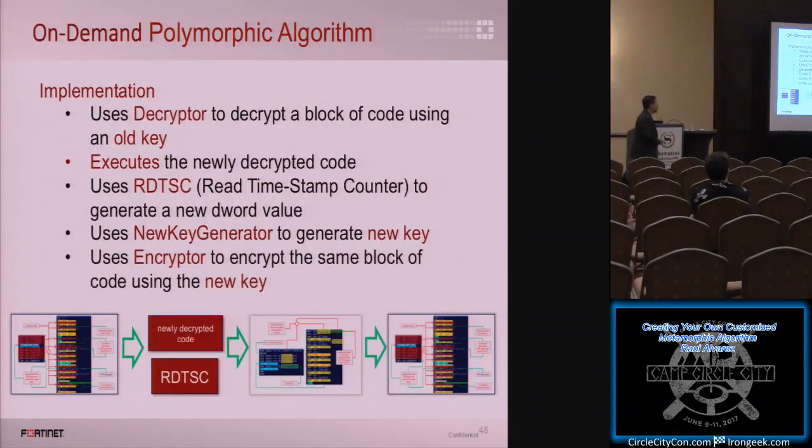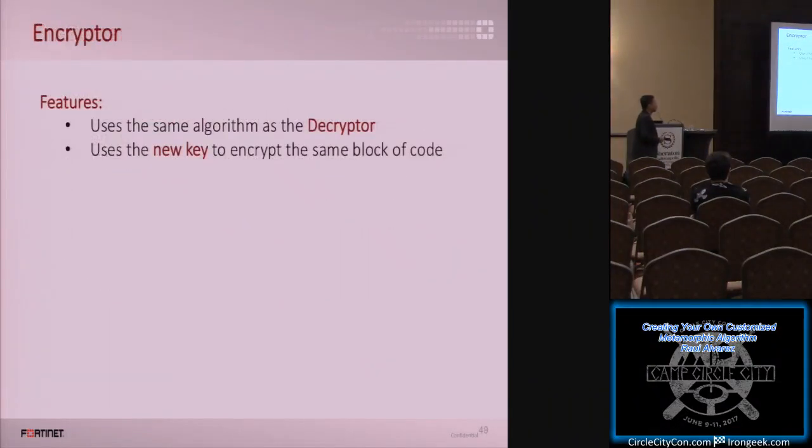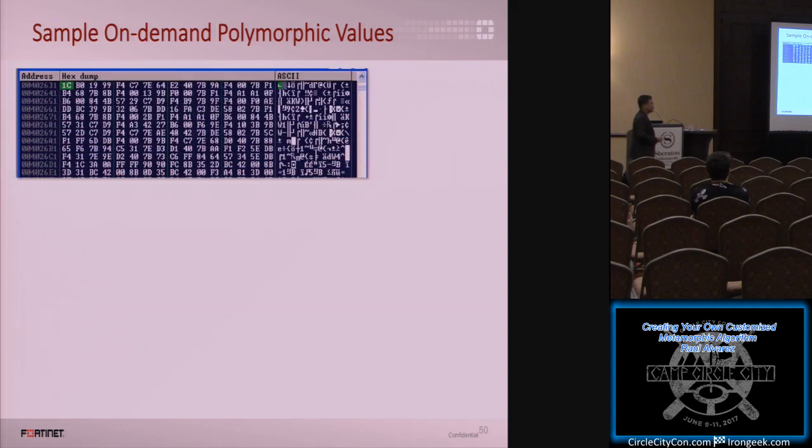And then it uses the same decryptor, and it goes back, because it's only an XOR. If you XOR something with the same thing, it gives you the original value. And then it gets another.